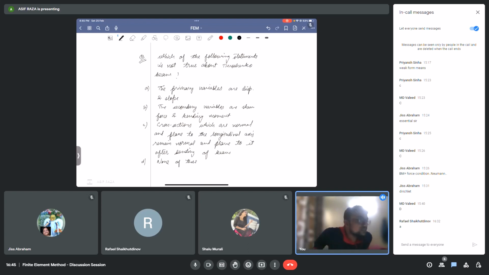So I'll just reiterate the question. Which of the following statements is not true about Timoshenko beam? First option is primary variables are displacement and slope. Second option is secondary variables are shear force and bending moment. Third option says cross sections which are normal and plane to the longitudinal axis remain normal and plane to it after bending of the beam. And the last option is none of this. So what do you think? What is the correct answer?